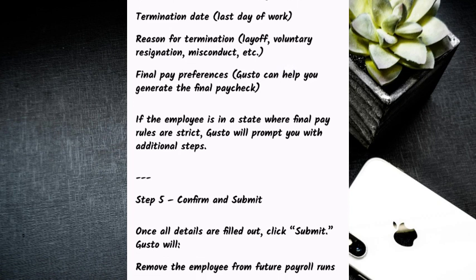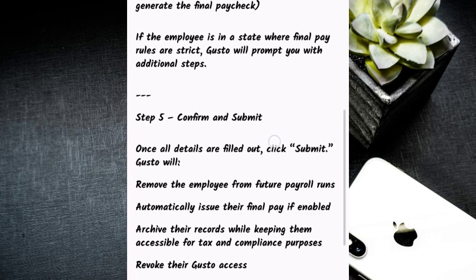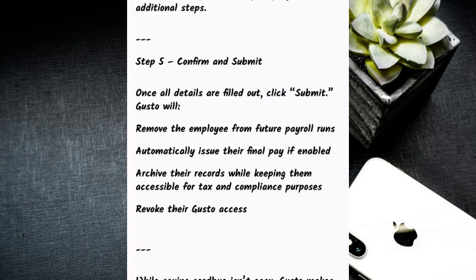Now, once all details are filled out, you want to click submit, and Gusto will remove the employee from future payroll runs, and they're also going to automatically issue their final pay if enabled. They're also going to archive their records while keeping them accessible for tax and compliance processes. Likewise, they're going to revoke their Gusto access.